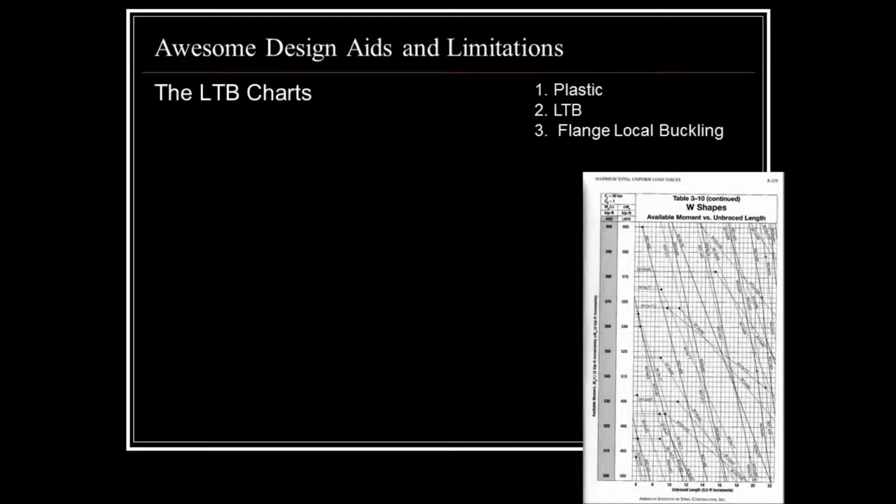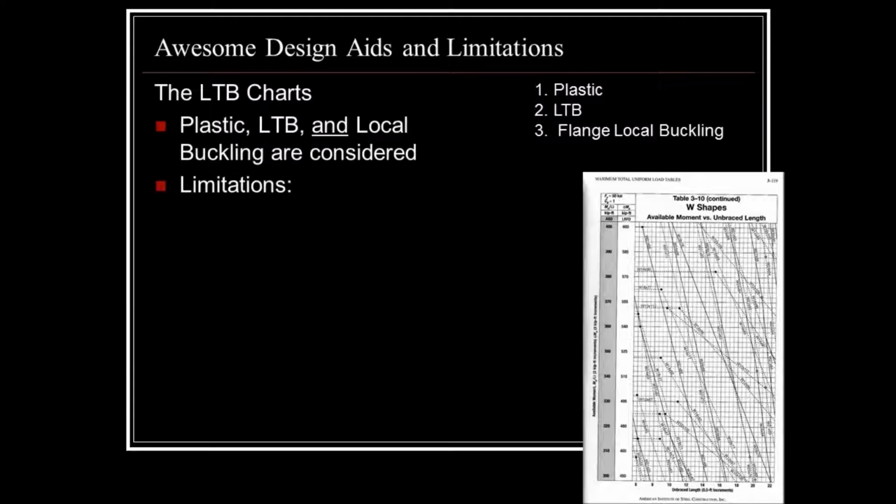So now let's talk about these awesome design aids and what their limitations are. The LTB charts basically cover everything. Plastic, LTB, and local buckling are all considered, but of course they have limitations. Fy must be equal to the preferred material specification, which would mean Fy is equal to 50 for W shapes, and they're only applicable to W and C shapes. So be careful if your professor gives you problems in which Fy is not the preferred material specification.